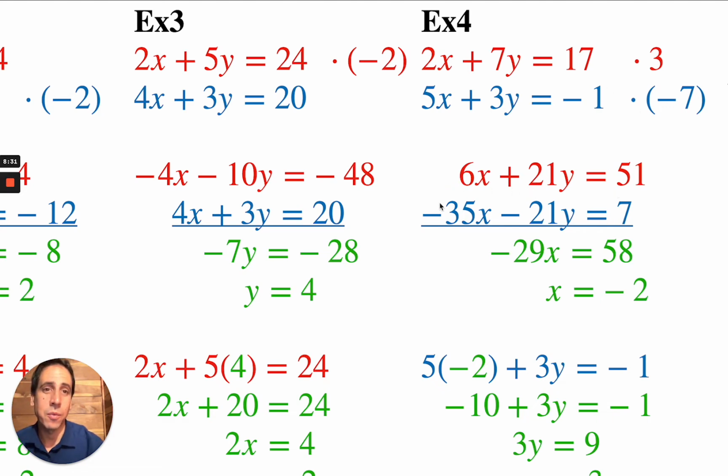And so now when we add these two equations together, we do get elimination. The y's, positive 21y and negative 21y, cancel out. There's nothing there. You don't have to write a term. 6x plus negative 35x is negative 29x, and 51 plus positive 7 is 58. Dividing both sides by negative 29, you get x is equal to negative 2.